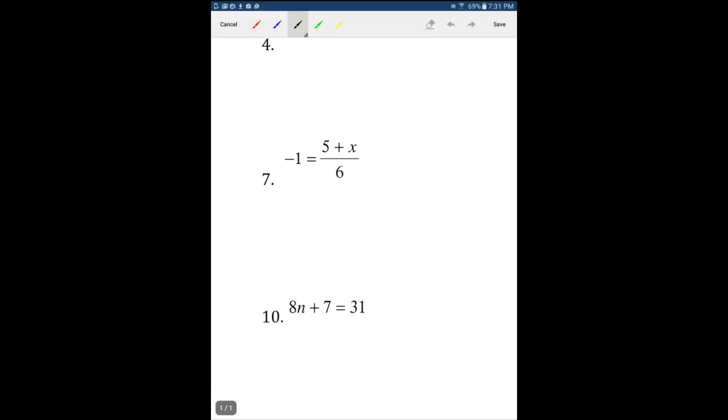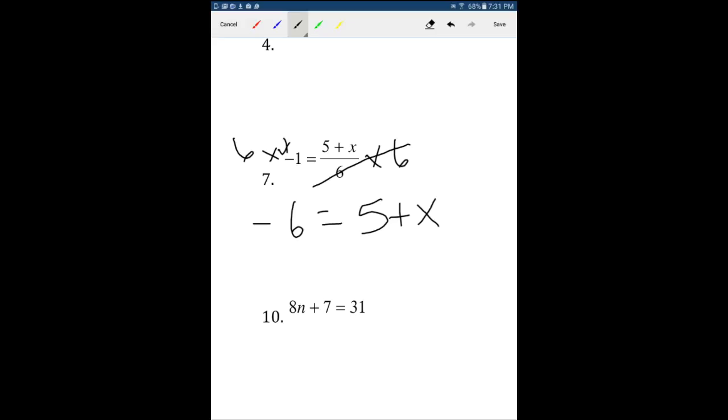Here we go. So we have negative 1 equals 5 plus x divided by 6. We're going to do 2 steps, same kind of idea here. We're going to multiply times 6, get rid of that divide by 6, times 6. Be careful with your negatives. Look out for that guy right there. Negative 6 equals, these cancel out, 5 plus x.